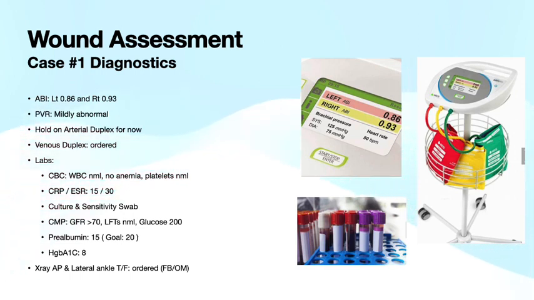Lab testing, her CBC has a normal white count. There's no anemia, no thrombocytopenia. CRP and ESR may be mildly elevated. Culture is pending at this time. For her comprehensive metabolic panel, kidney function, liver function looks normal, and her glucose is elevated though at 200. Prealbumin also could be better. It's at 15. Remember, our goal is 20. And not surprisingly, her A1C is 8.